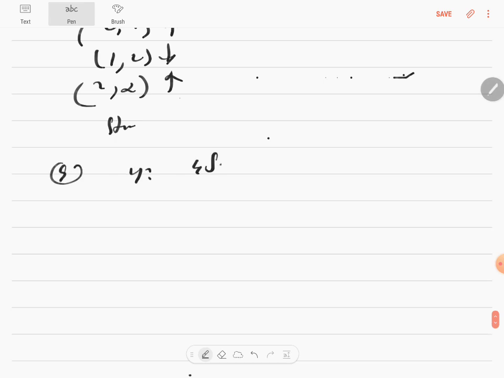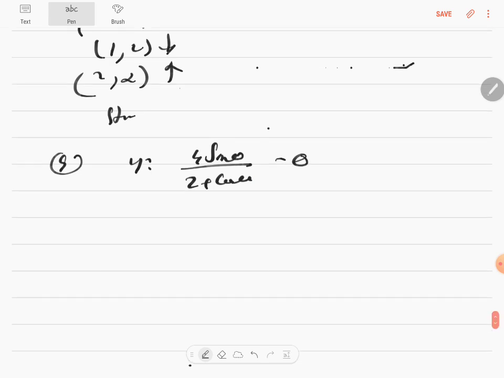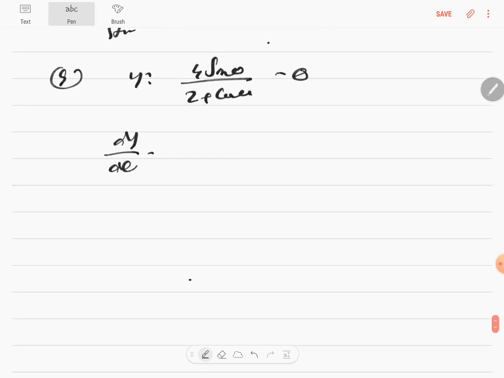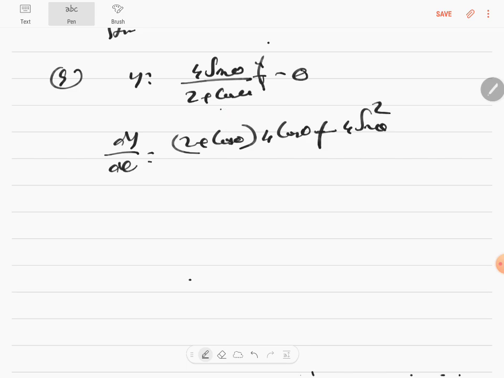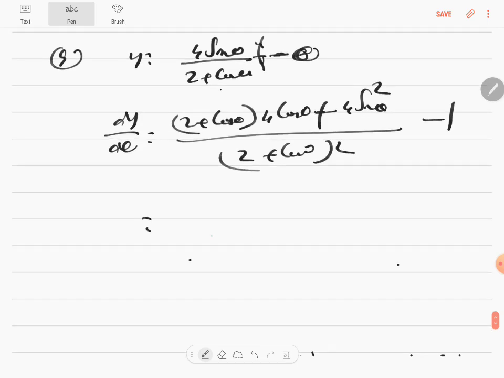Y is equal to 4 sin theta by 2 plus cos theta minus theta. A dy by d theta. This is u by v கீழே இருக்கிறது அப்படியே எழுது. மேலே இருக்க டிஃப்ரென்ஷியேட் பண்ணால் 4 cos theta மைனஸ் மேலே இருக்கிறத அப்படியே எழுது. கீழே இருக்க டிஃப்ரென்ஷியேட் பண்ணால் மைனஸ் sin theta. Therefore put a plus and a sin square theta instead of multiplying by a 2 plus cos theta the whole square, and minus theta is minus 1. Now you are allowed to take an LCM.